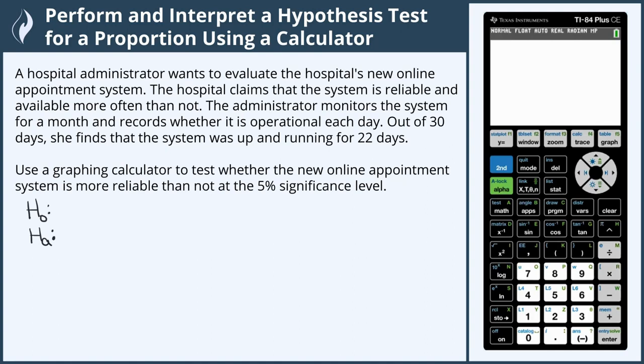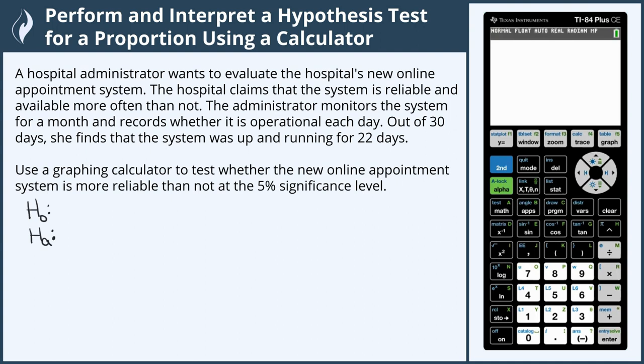Hi everyone! In this video, we will perform and interpret a hypothesis test for a proportion using a calculator. A hospital administrator wants to evaluate the hospital's new online appointment system. The hospital claims that the system is reliable and available more often than not.